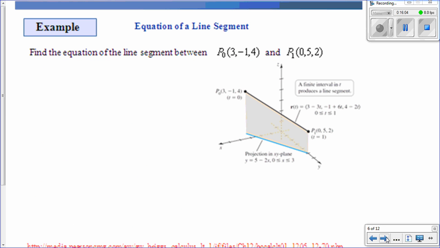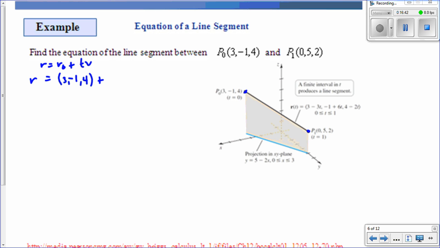Now, what if you wanted an equation of just a line segment? We just want the part of the line going from (3, -1, 4) to (0, 5, 2). We'll do the same thing. We're looking first at the line passing through those 2 points. That line has the equation r equal to r₀ plus t times v. r₀ is just a beginning point. It doesn't matter which point you use. So I'll use (3, -1, 4).